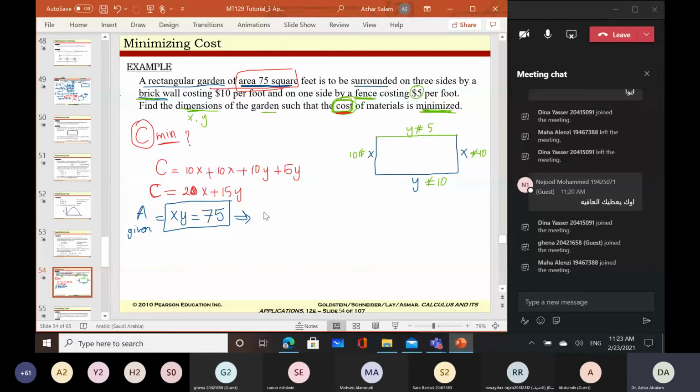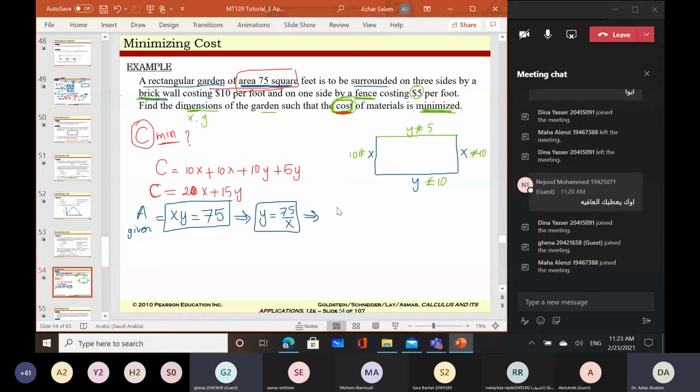For example, I will find y in terms of x, or you can find x in terms of y. I will find y now. It will be 75 divided by x. I know for sure that x is not 0 since it multiplied here by y and it equals 75. So this is possible. This is the value of y.